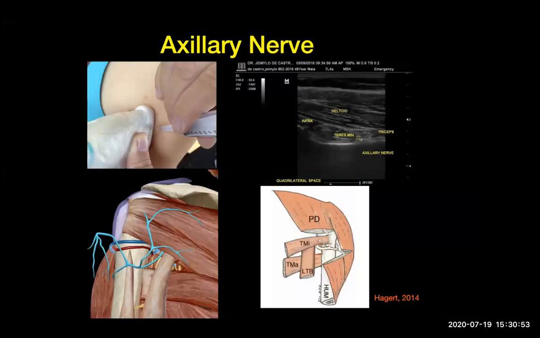For the posterior approach, you put the probe at the quadrilateral space, and usually it is very easy to locate because you just have to move your probe, scan from superior down, and try to identify the muscles, especially the teres minor. When you see the teres minor, then you're sure that you're in the right spot. Sometimes you also see other muscles like the deltoid, and you can see the nerve found very close to the humeral bone. And so that is the quadrilateral space.